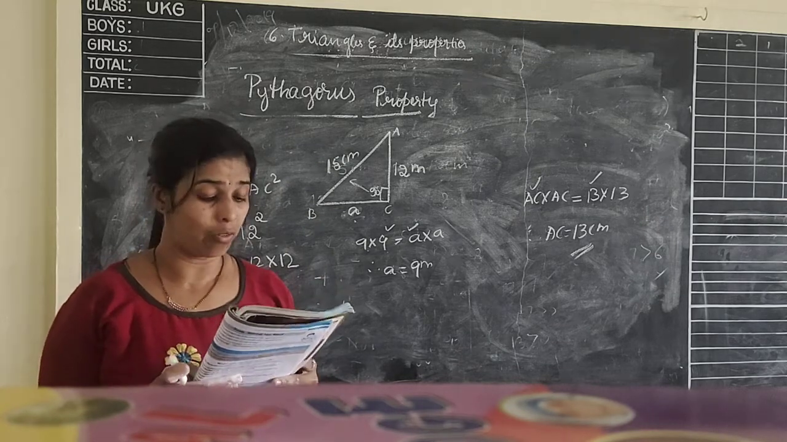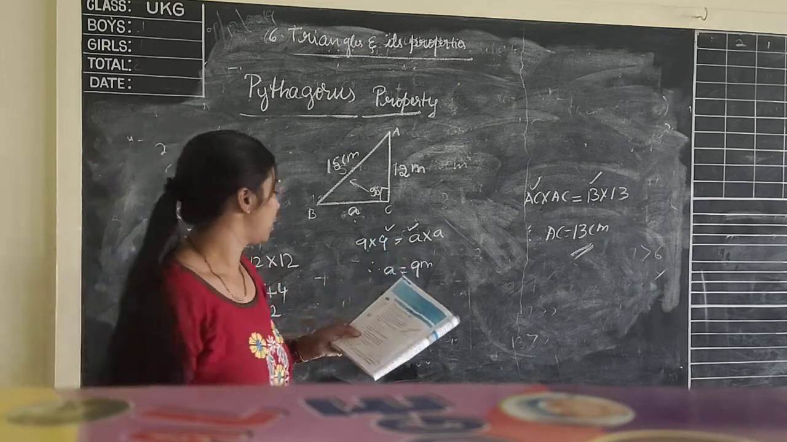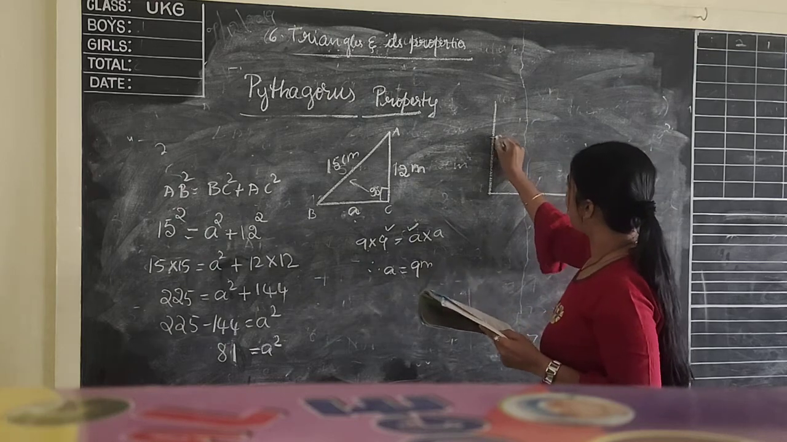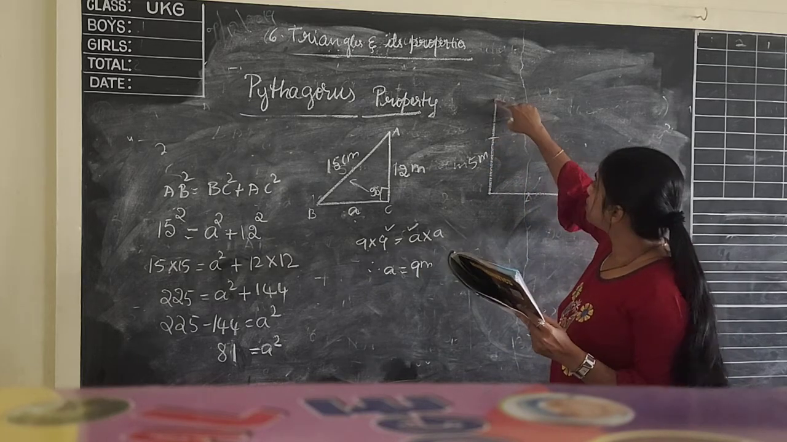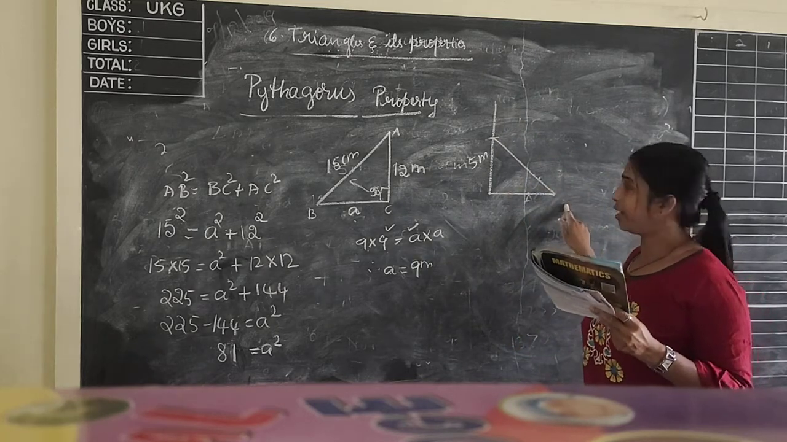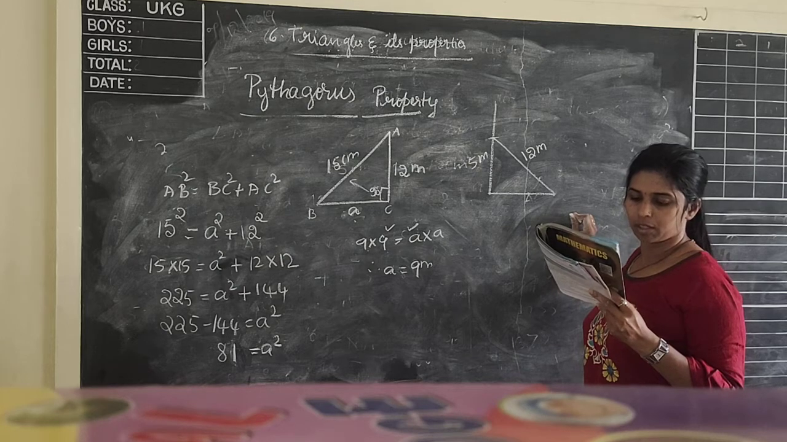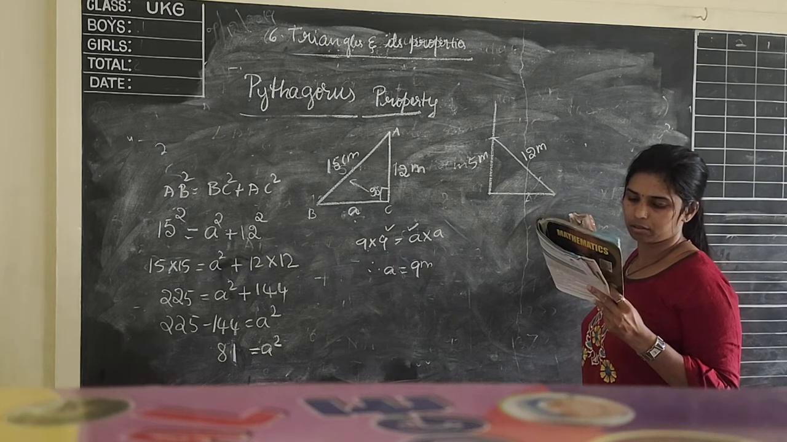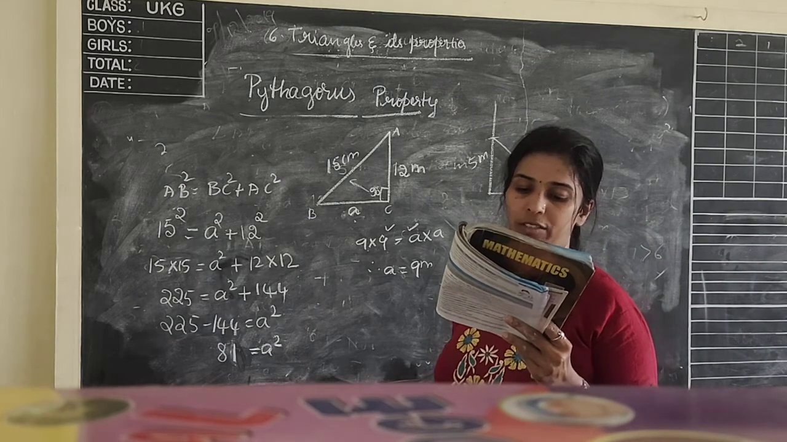Next question number 5. A tree is broken at a height of 5 meters from the ground. Okay, there is one tree. This is the ground. Height 5 meters is considered here. This is the broken, cut here. And the top is this. This top broken and fall down here to the ground at a distance of 12 meters. Sorry, 5 meters from the ground. Top touches the ground at a distance of 12 meters from the base of the tree.